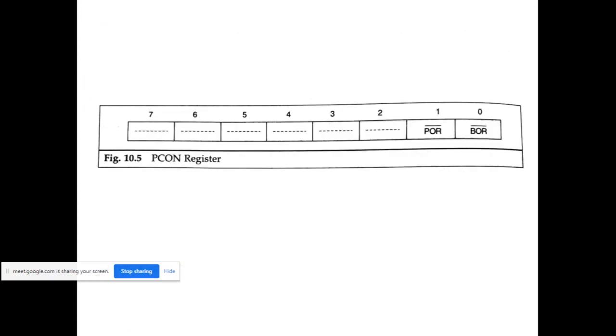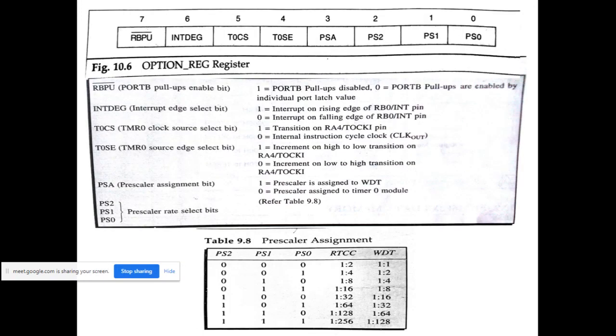The control bits for Timer 0 are available in the option register. Just now we have seen a prescaler. The prescaler for this timer is provided by these 3 bits, PS2, PS1, PS0, as you know. This is the prescaler assignment bit, so when that bit is made 0, this prescaling will be assigned to Timer 0. That's how you can divide the frequency by a minimum factor of 2 and a maximum factor of 256.